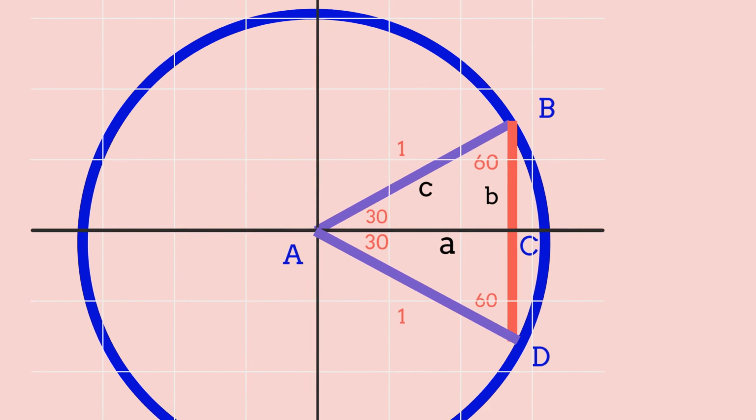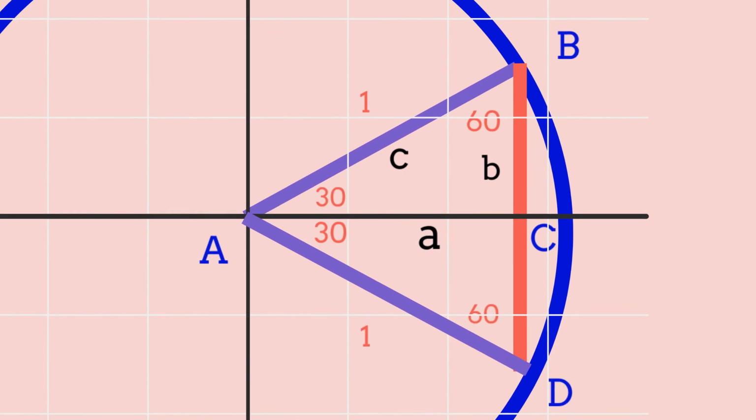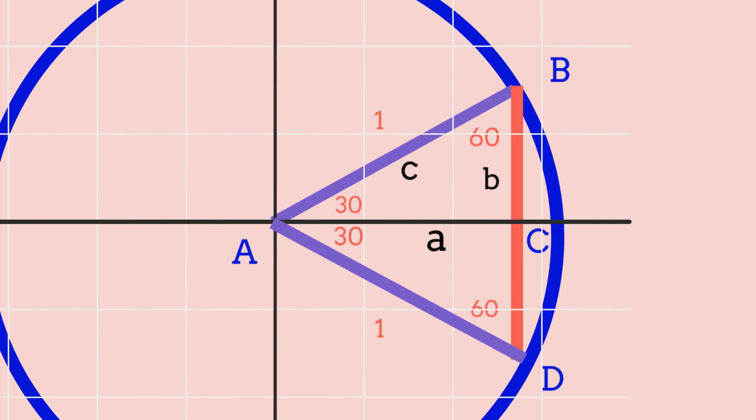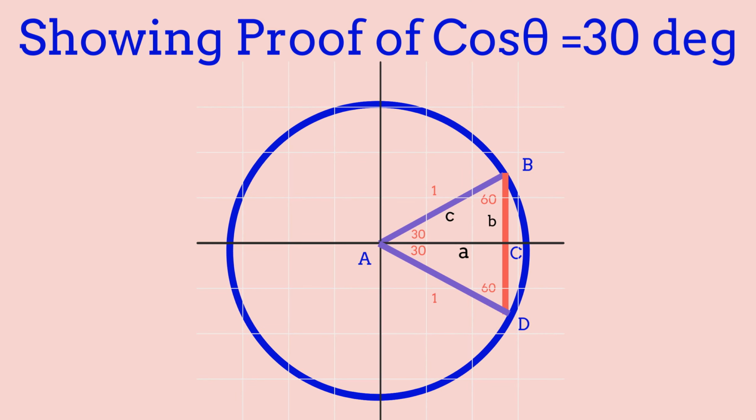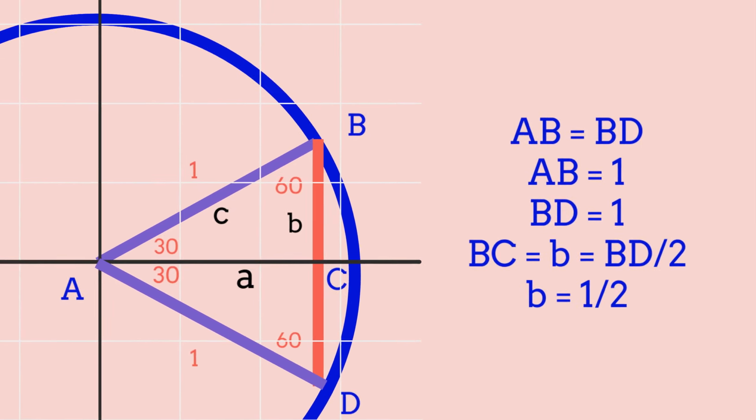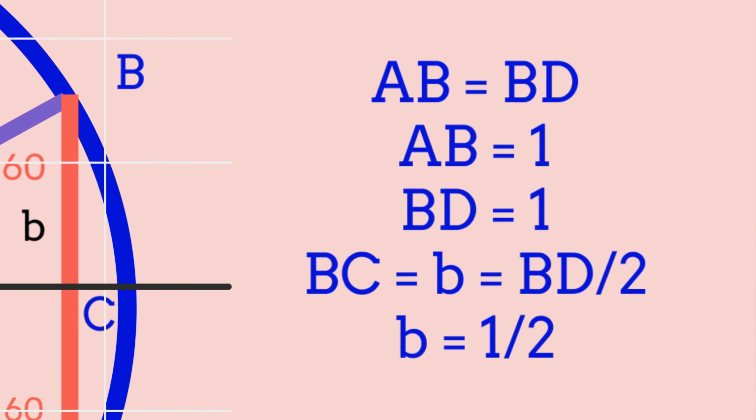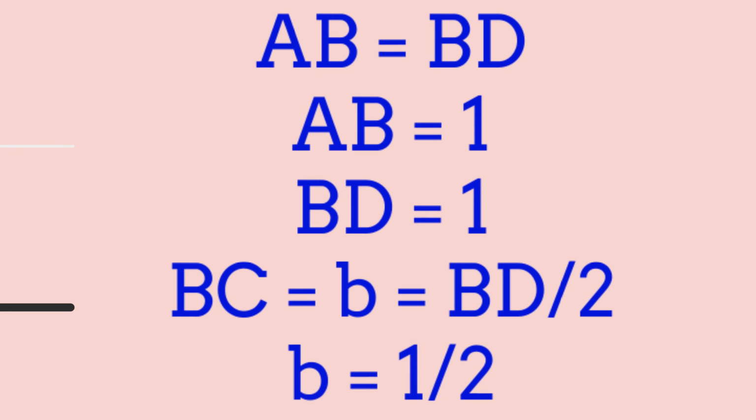So now that we have our equilateral triangle, we can find our value of cos 30. We already know that side AB is equal to 1, so we also know that side BD is also equal to 1. This is because the equilateral triangle has all equal sides. So if side AB is equal to 1, side BD is also equal to 1. And since side BD is equal to 1, side BC will equal 1/2 because it's half of side BD.